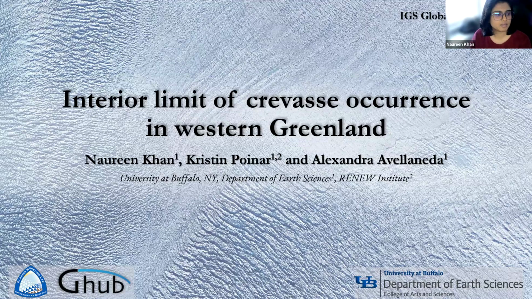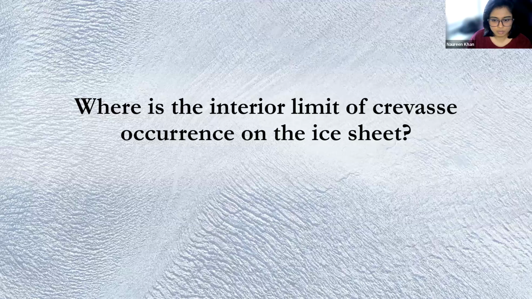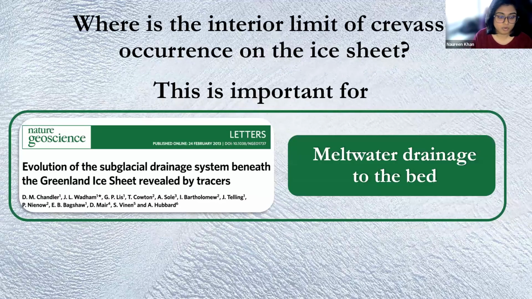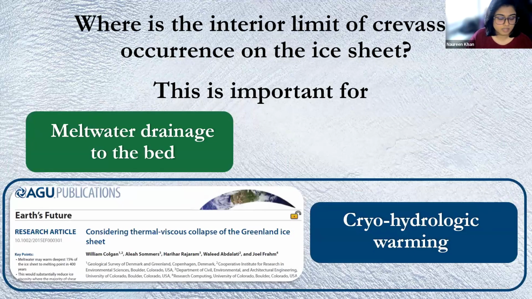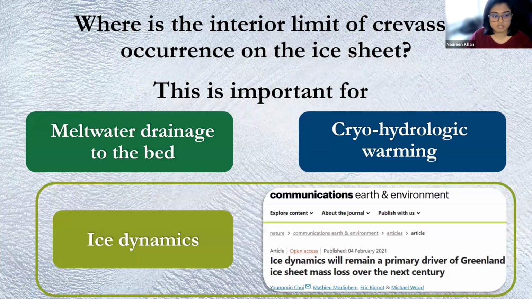Yeah, so I'm Noreen. I'm going to be talking about my work on the interior limit of crevasse occurrence in Western Greenland. This talk is motivated by this question: where is the interior limit of crevasse occurrence on the ice sheet? So why do we care about this question? In thinner ice, it is important to understand where meltwater can locally get to the bed through the crevasses seasonally. For thicker ice, it shows where cryohydrologic warming occurs, which is meltwater freezing within crevasses, and overall the ice dynamics of the different glaciers in the world.